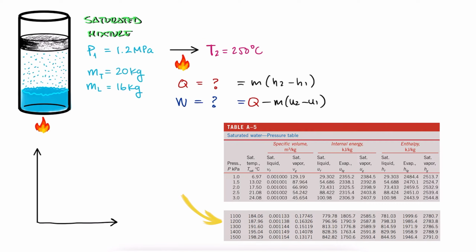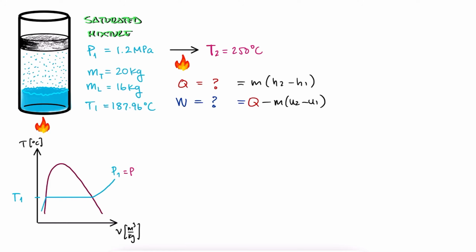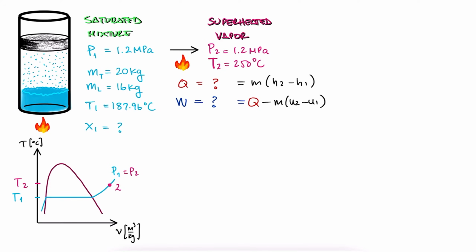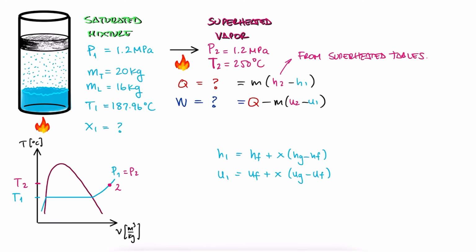This can only happen if the temperature is the saturation temperature, which is 187.96. Then at state 2, which is still at 1.2 megapascals, but now at 250 Celsius, we know that our water has to be superheated. This all means that for state 1, we need to first calculate the quality, so that with hf and hg and uf and ug, we can calculate h1 and u1. It also means that for state 2, we only need to use the superheated tables to find h2 and u2.